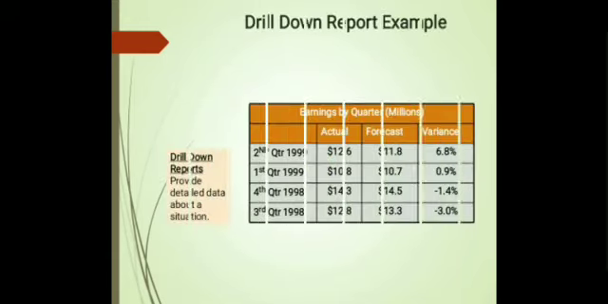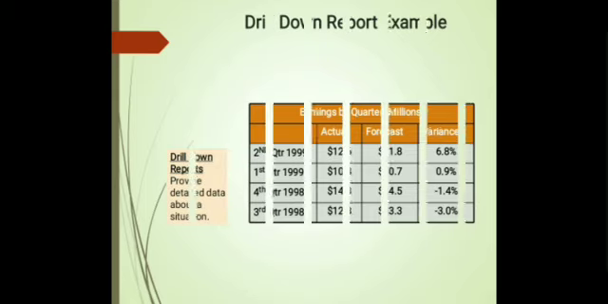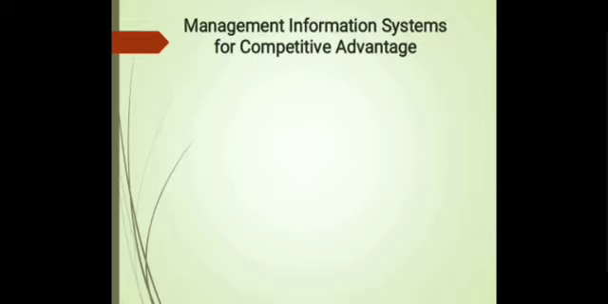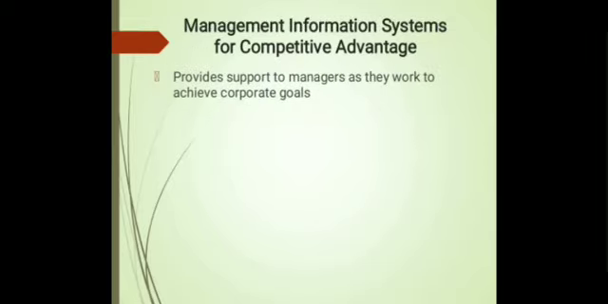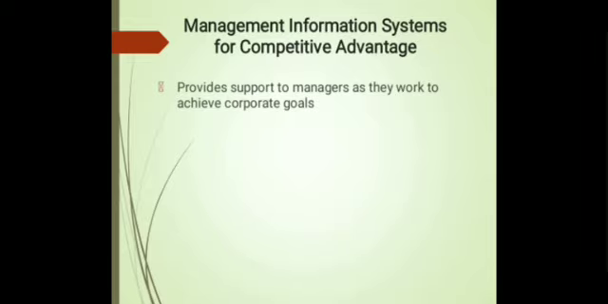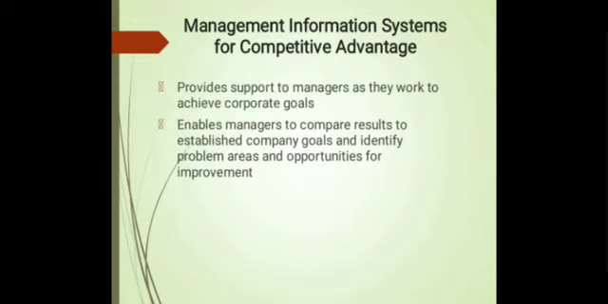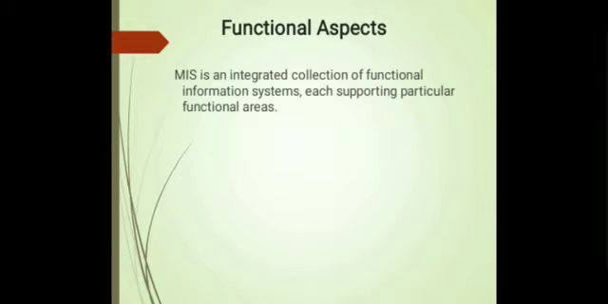Drill down report example, earnings by quarter in millions, is given to provide detailed data about the situation. Now coming to the advantages of MIS. It provides support to managers as they work to achieve corporate goals, enables managers to compare results to establish company goals and identify problem areas and opportunities for improvement.